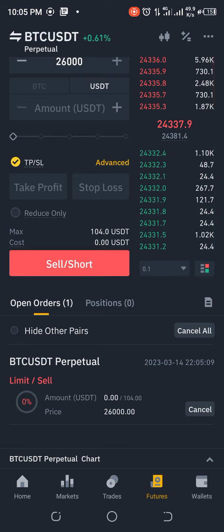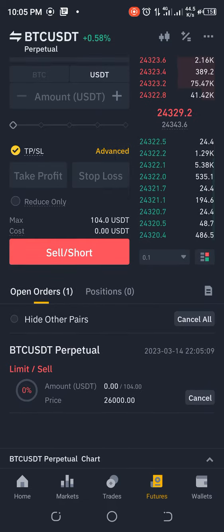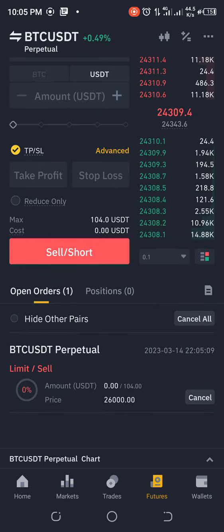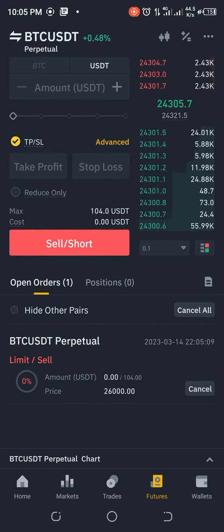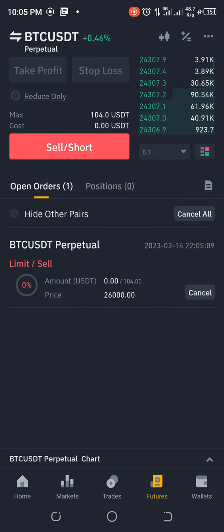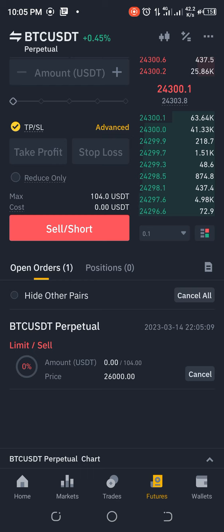So if you don't use limit, by the time BTC reaches 26 USDT and you are not there and then it starts dropping, you will miss out the trade. But when you are not there and you already set your limit trade, when BTC reaches 26 USDT, this will automatically enter the trade for you and start trading. So now let me cancel it because I just used this as an illustration.